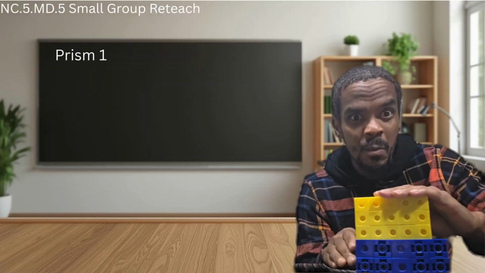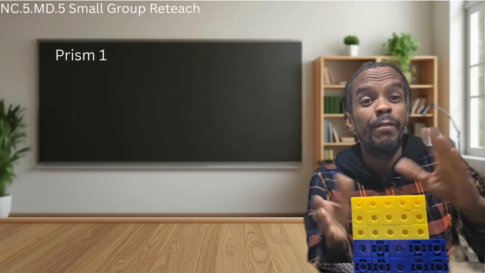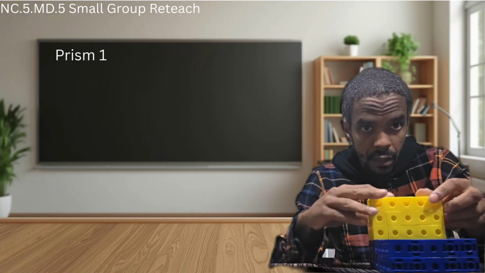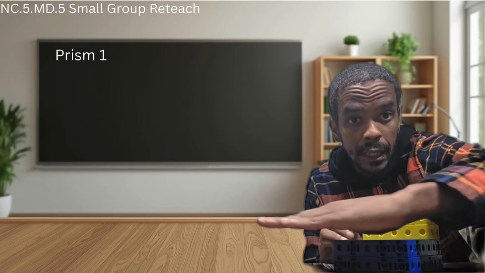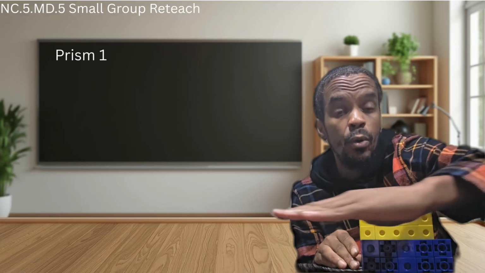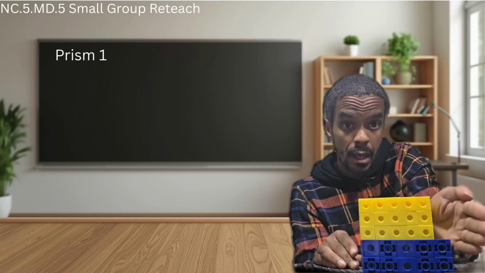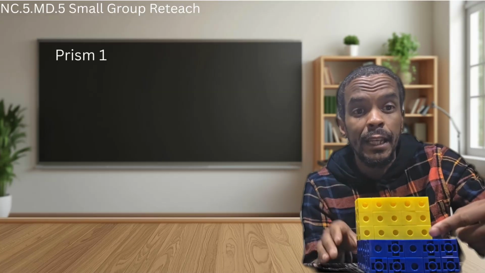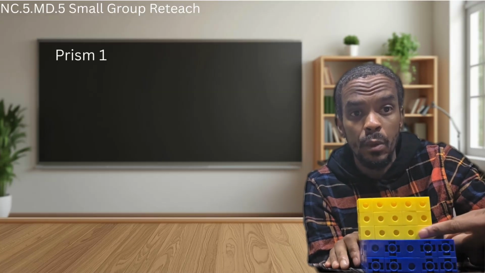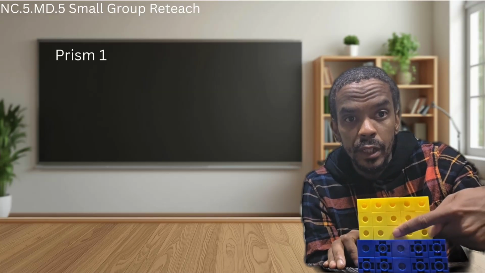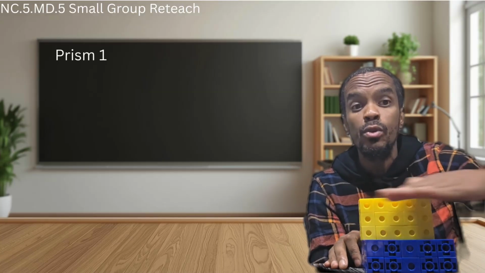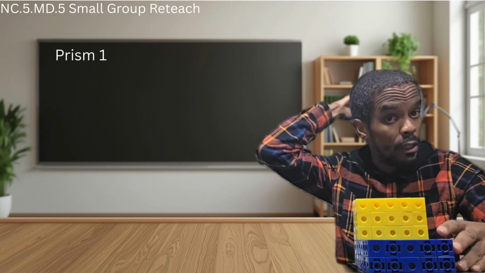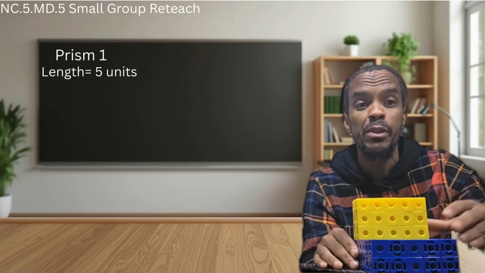All right, so prism 1, we need to go about finding the dimensions for that. We all know that length runs this way horizontally, and height obviously runs this way. So let's go ahead and calculate the length for our prism 1, which is the yellow one. 1, 2, 3, 4, 5. So it goes across 5 unit cubes. So we'll put that to the side. Our length is 5 unit cubes for prism 1.